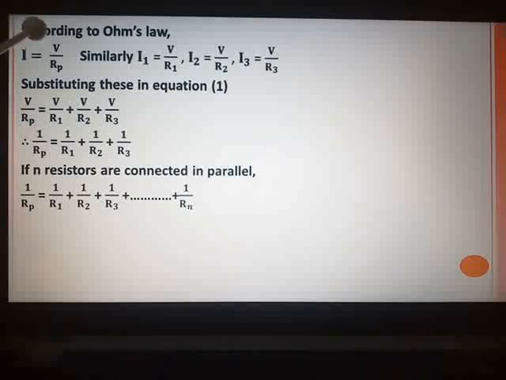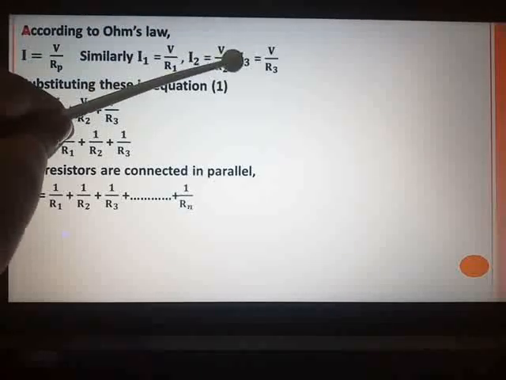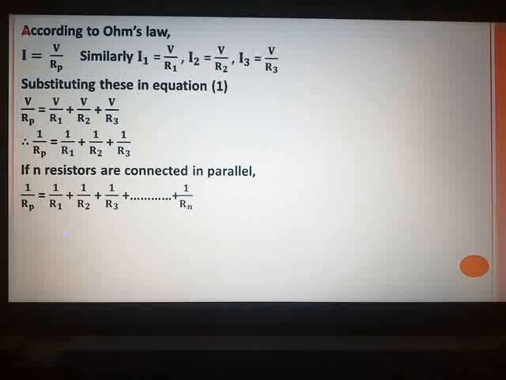As we applied Ohm's law in the previous derivation, similarly here also you are going to apply Ohm's law. Here you know the formula for I: I is equal to V upon R. But as I have told you, for series, the same applies for parallel. Parallel is denoted by small p, so R of parallel combination, whereas for series it was R of S. Small things you have to just remember. I1 is V upon R1, I2 is V upon R2, I3 is V upon R3.